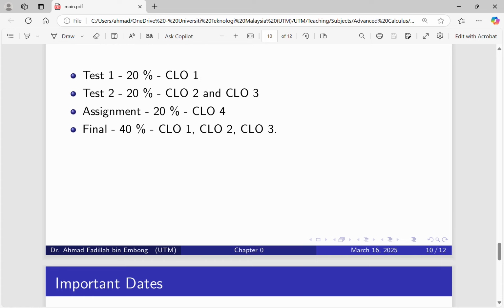For your carry mark, you are going to get 60% out of 100. We have 20% from test 1, 20% from test 2, and 20% from the assignment. So 20, 20, 20 covers 60. To pass the subject, you just need to get 40%. Therefore, from your carry mark you should be able to get a passing mark. Your final is going to cover another 40%.